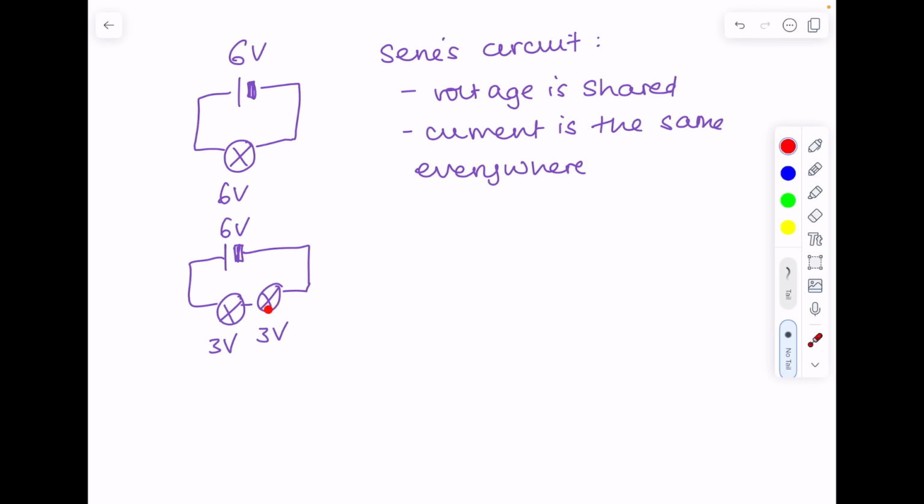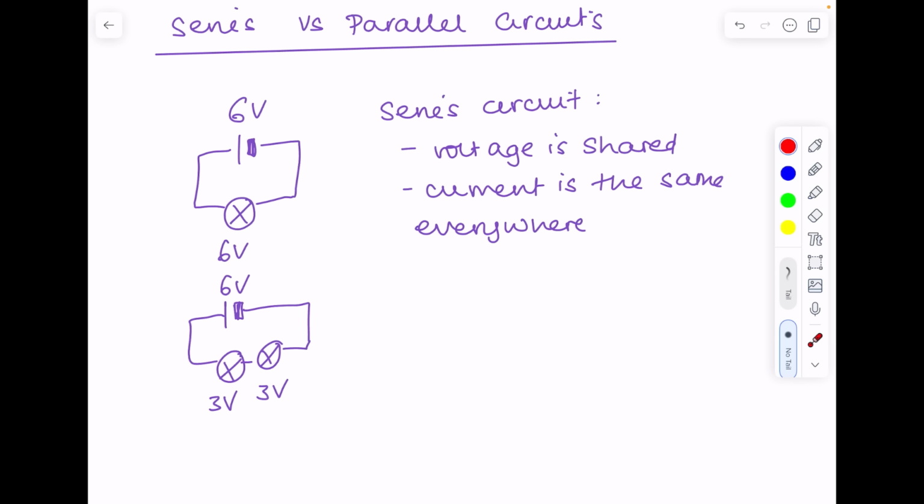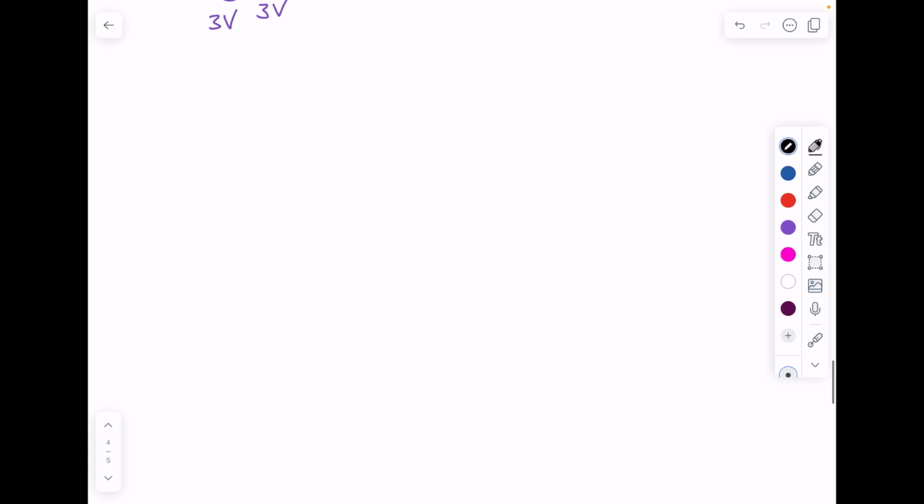It also means that if one of the component fails, the whole circuit goes off because there's a break in the flow of electrons. However, one advantage is that you can use fewer wires and there's less chance of overheating. What about if I were to take a parallel circuit? So really similar.